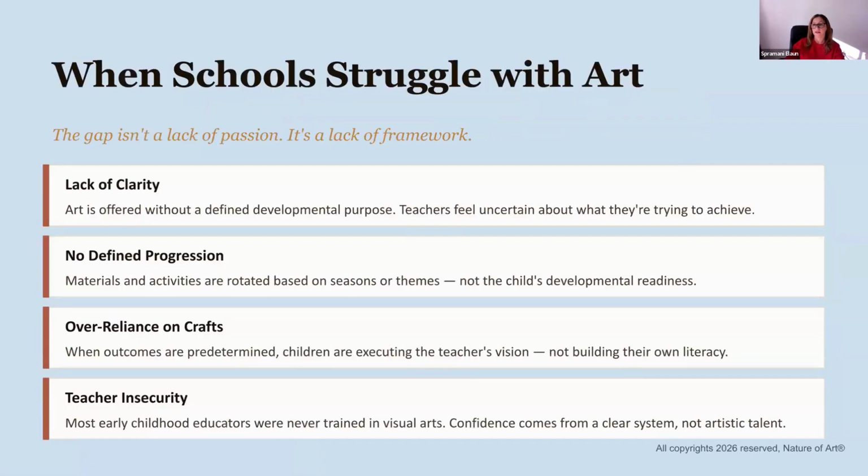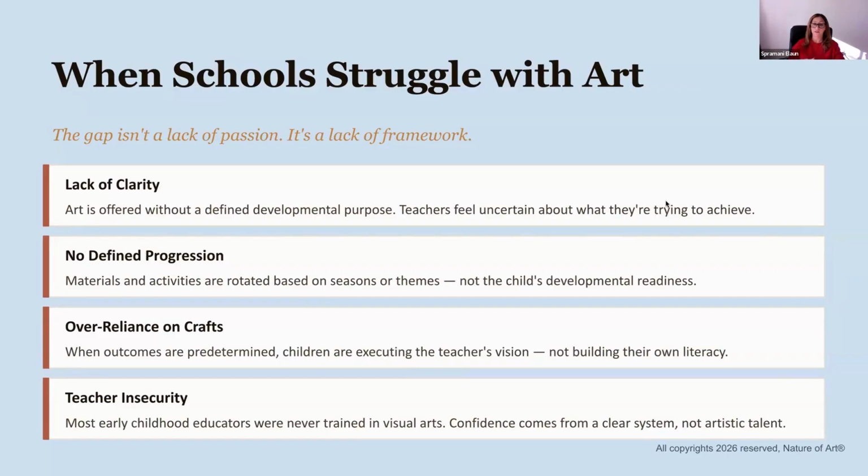And so the final thing I'm going to wrap up here is, when schools struggle with art, one of the things I definitely know for a fact is the gap isn't the lack of passion. It's just a lack of framework, a lack of clarity. Art is often offered without a defined developmental purpose. Teachers feel uncertain about what they're trying to achieve. A lot of times teachers put together lessons without thinking about what is being achieved throughout the school year by focusing on that art lesson.